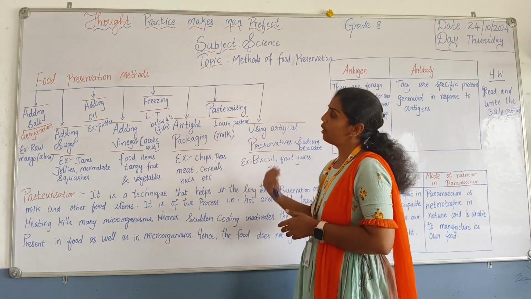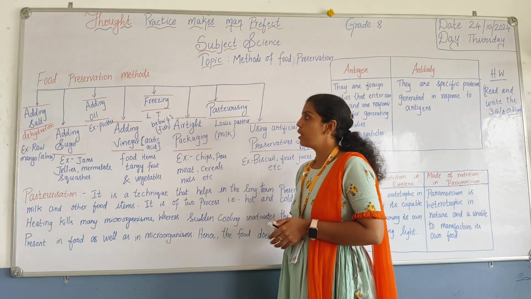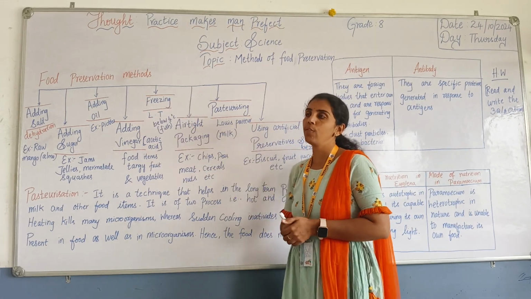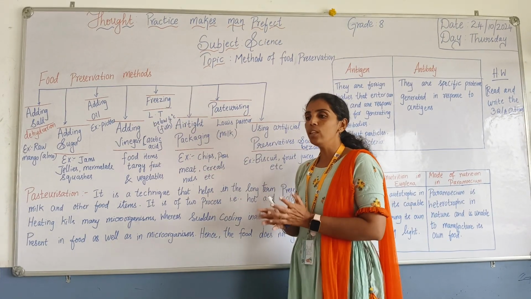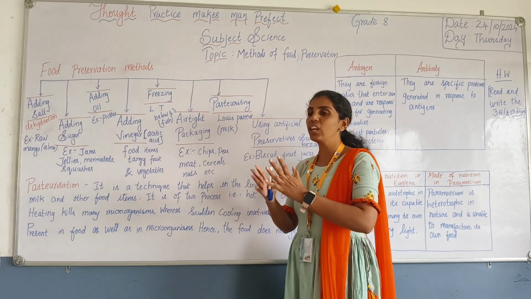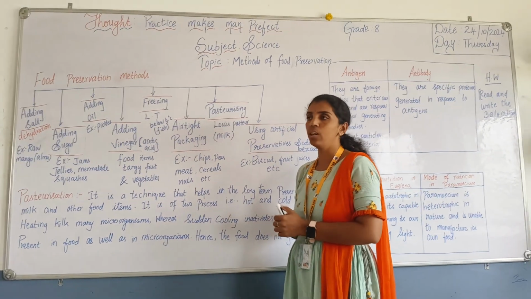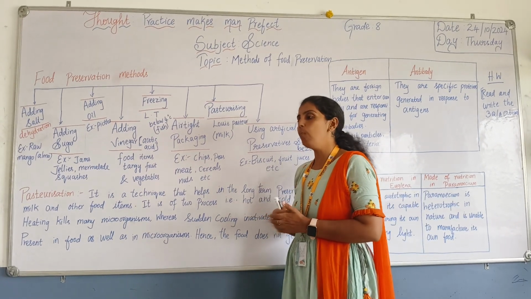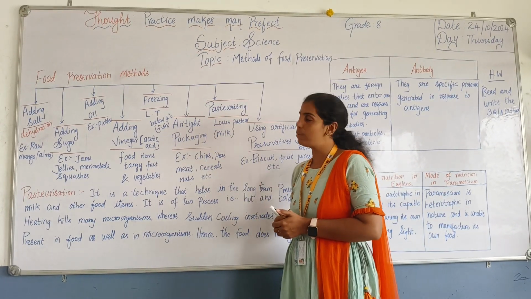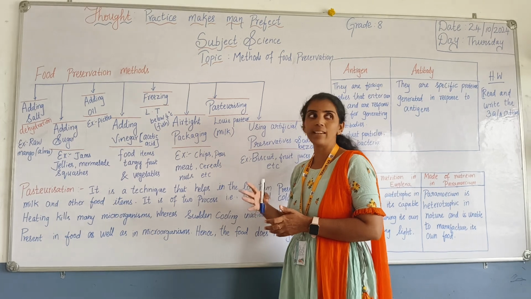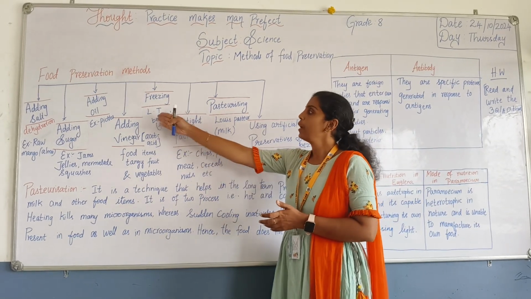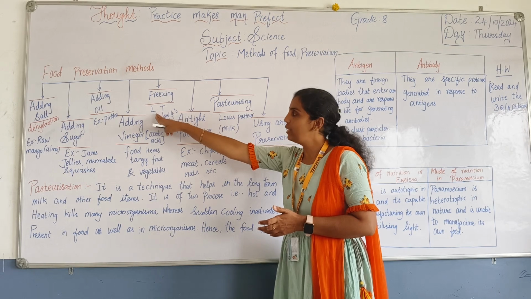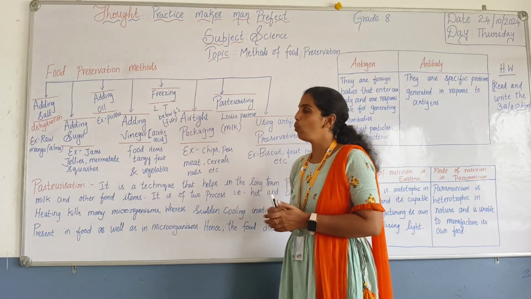And next, using refrigerators. There are two types in the refrigerator that we use. One is lower temperature refrigeration, where the vegetables or fruits we keep at a particular temperature won't spoil very fast. Why? Because at a minimum low temperature, the organisms cannot grow. So the vegetables and fruits can be kept at the lower temperature.